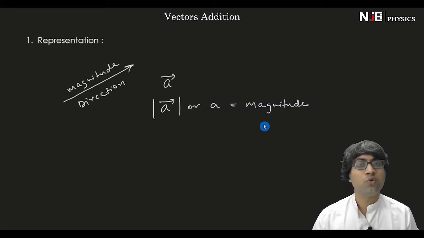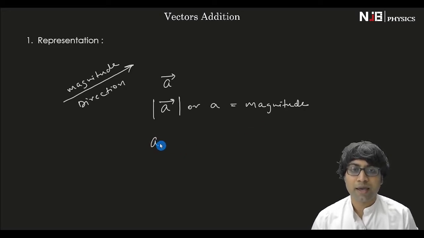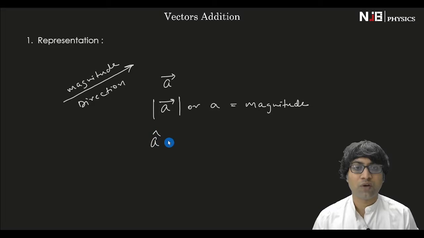Now if you only want to express its direction, then the direction of a vector is represented by a cap. What is meant by a cap? Well, a cap is the unit vector in the direction of a vector.